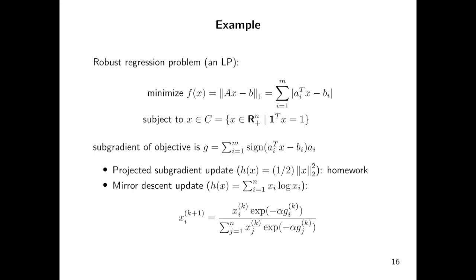Does it make a difference empirically? Well, let's look at an example. I should be very clear. I stole this example from Stanford's EE 364B class, which is where I learned all this stuff. So you're getting it straight from the horse's mouth. So here's an example. It's a robust regression problem.